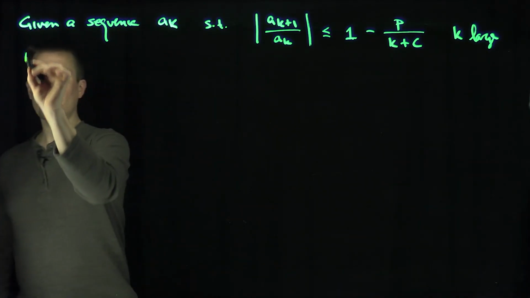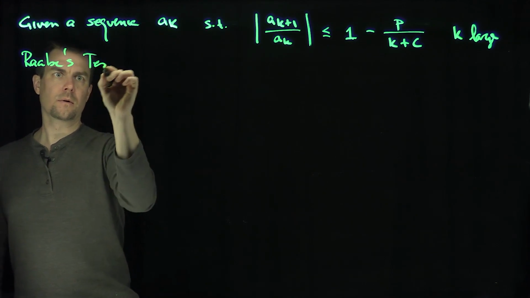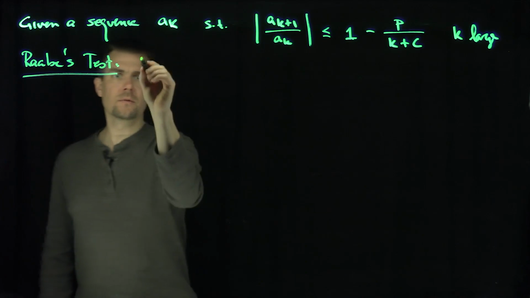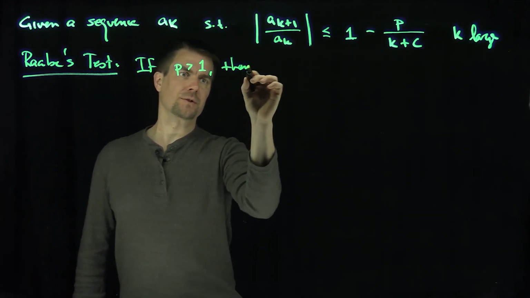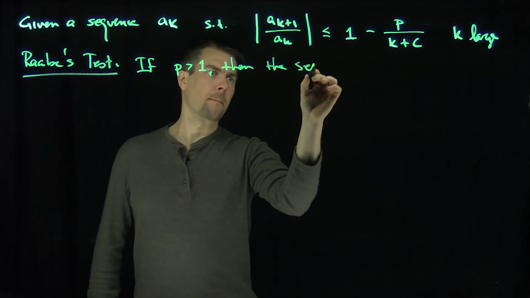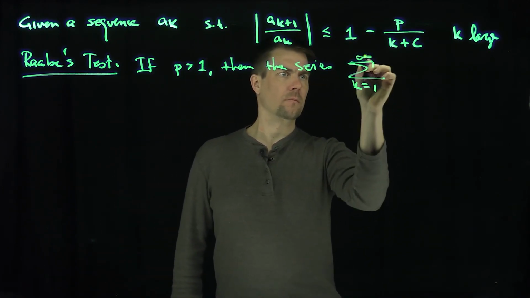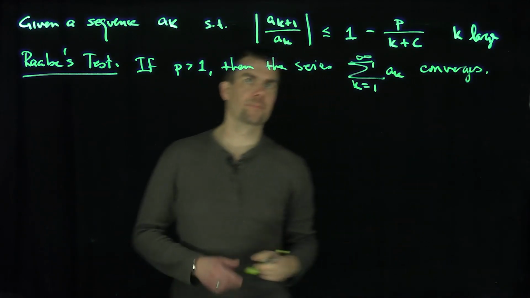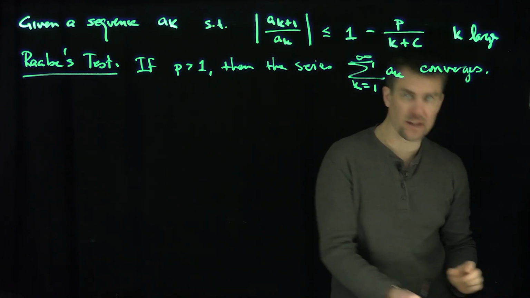Then Raabe's test says that if p is larger than 1, then the series converges. Excellent. So this is an extension of the ratio test, because what the ratio test says, now what would the ratio test say?